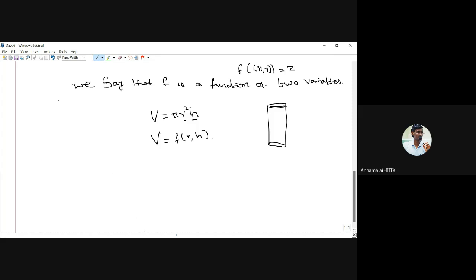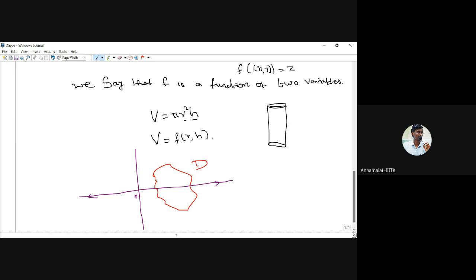But here there are some issues. In the single variable, there are two directions, either from the right hand side or left hand side. We will find the right hand limit, left hand limit. But here it's not the case. Suppose this is our R2, and we consider D as our subset. Suppose we take this is our D.